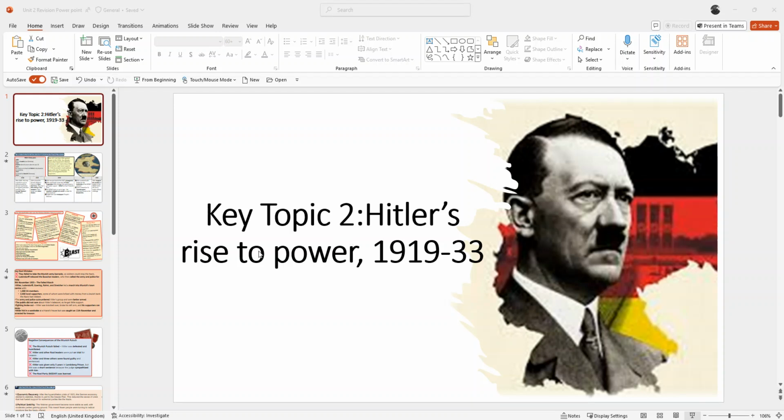Hitler and Drexler wrote the 25-point program. Hitler changes the name to get wider support, the NSDAP, or Nazi Party for short. The Nazis start to use the logo, the swastika, and a straight arm salute to make the party stand out. They even bought their own newspaper to tell people what they believed in, the People's Observer.